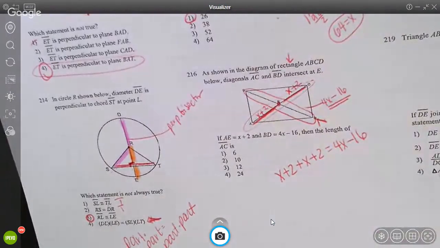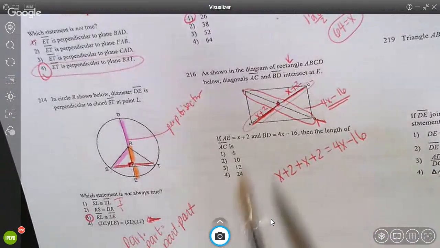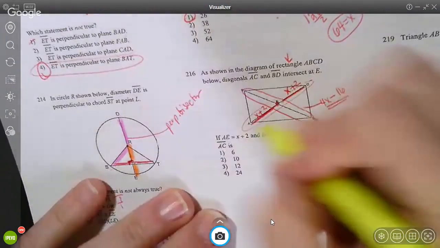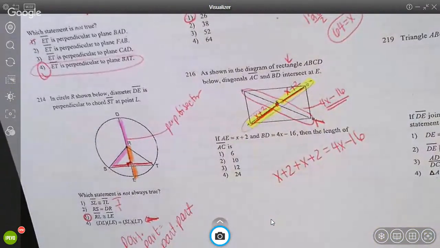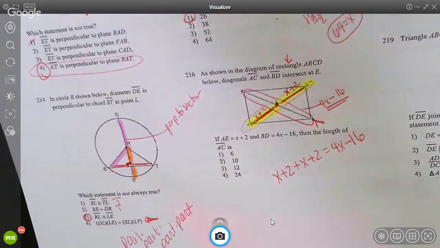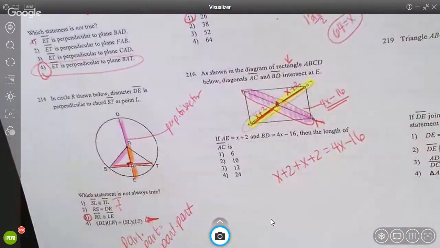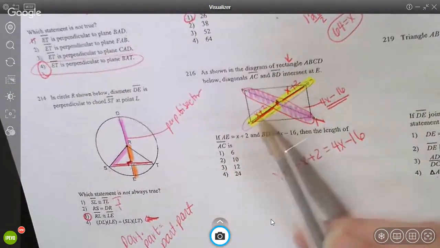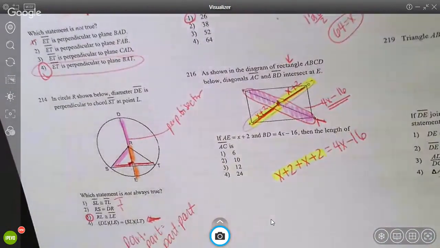I feel like I said that fast. I'd have to say that again. Because this piece here is x plus 2, right here, we know that this also has to be x plus 2 because in a parallelogram, diagonals bisect each other. They also told us that this whole thing here was equal to 4x minus 16. And because in rectangles the diagonals are congruent, we can set these yellow pieces together to equal the pink piece. And now we just solve.